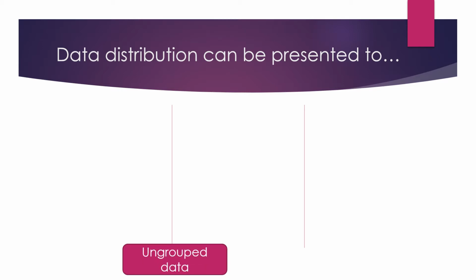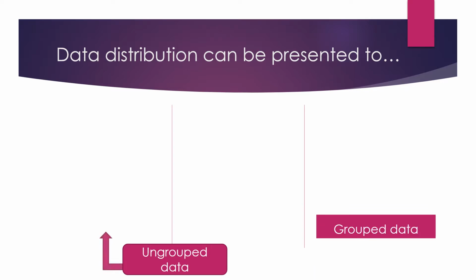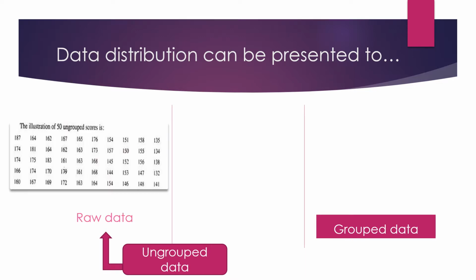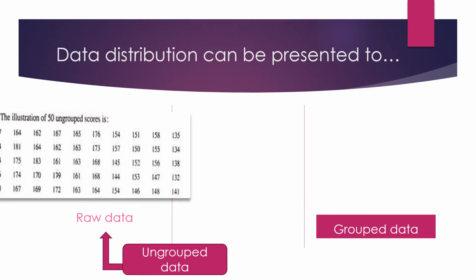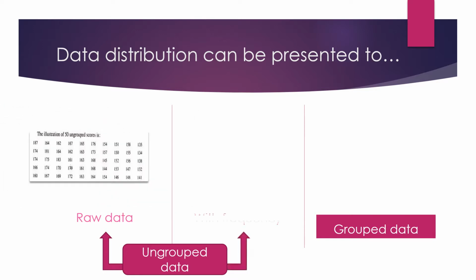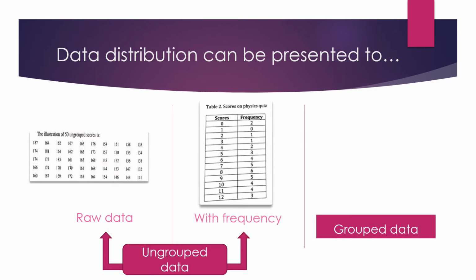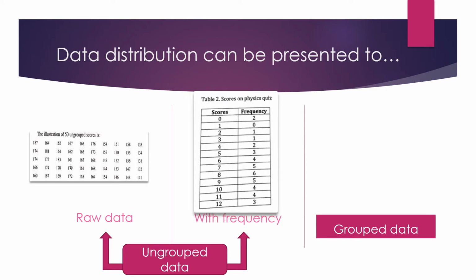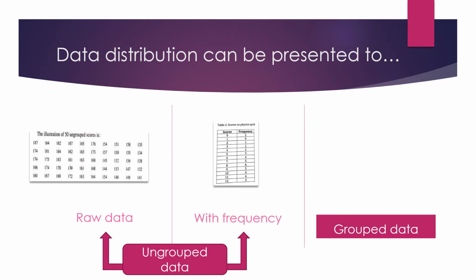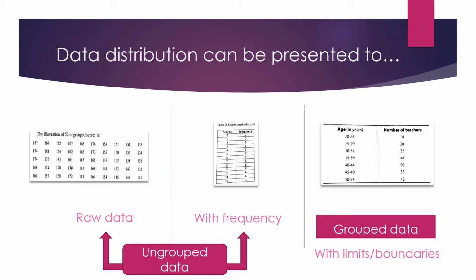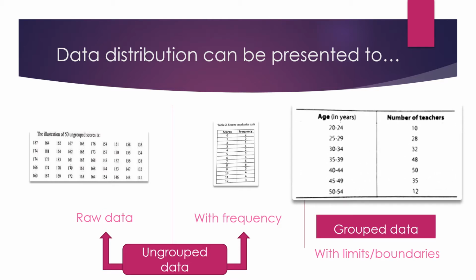Data distribution can be presented as ungrouped data and grouped data. There are two types of ungrouped data: first, raw data, and second, ungrouped frequency data. For grouped data, the data can be organized into limits or boundaries.